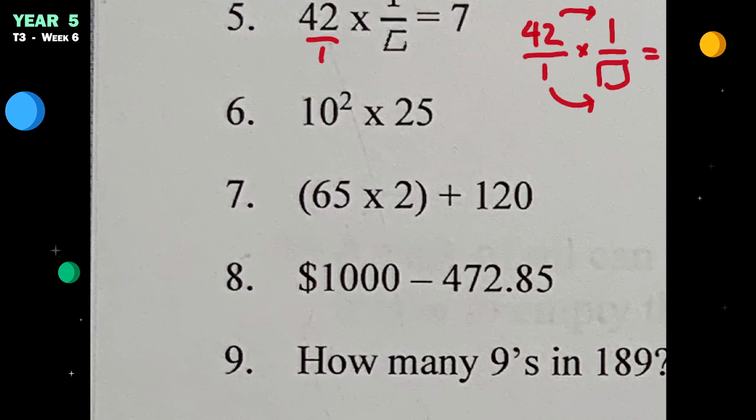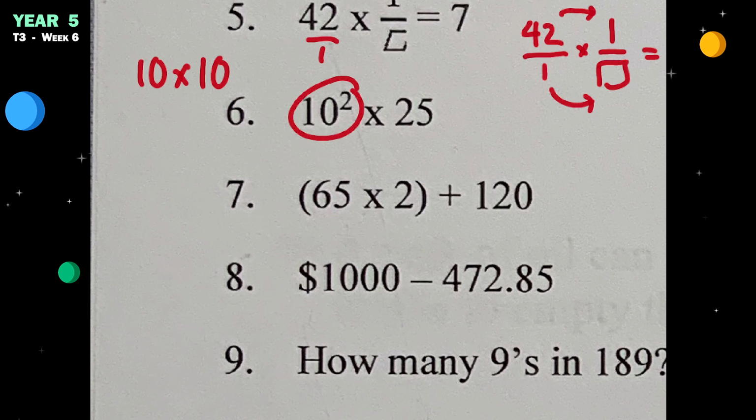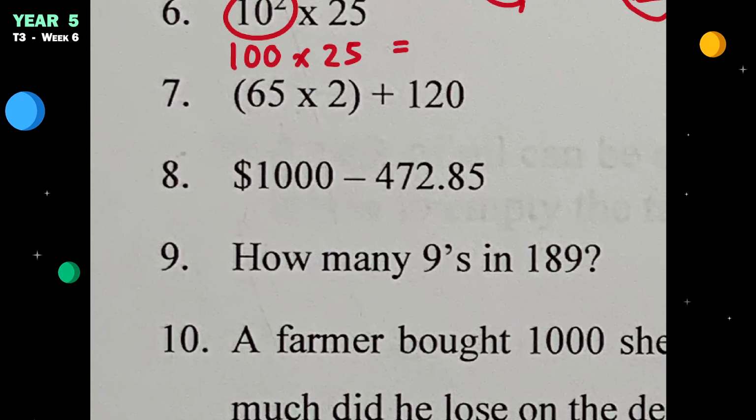Next one, question 6. Now 10 squared means 10 times 10. That means 100. So 100 times 25, you can figure that out, easy. Next one, we're doing BODMAS. So you have to do the brackets first. That's going to give you 130, and then you're going to plus 120. So get the answer there.